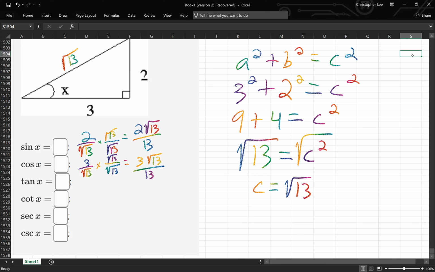How about the tan? What's tan? 2 over 3, very good. That's that 2 over 3. What's that cotan? Three over 2, very good. That 3 over 2. What's that secant?